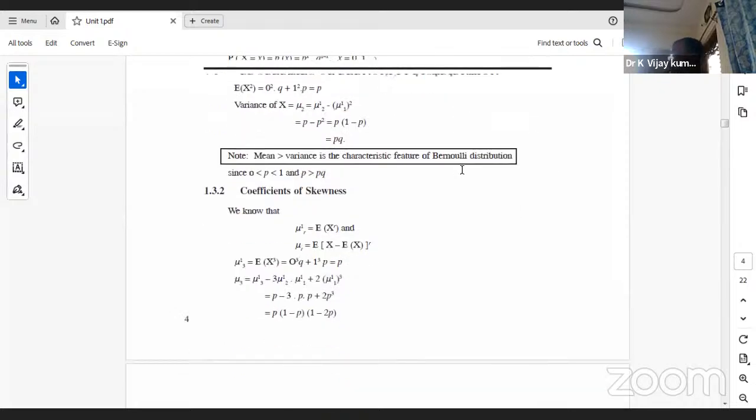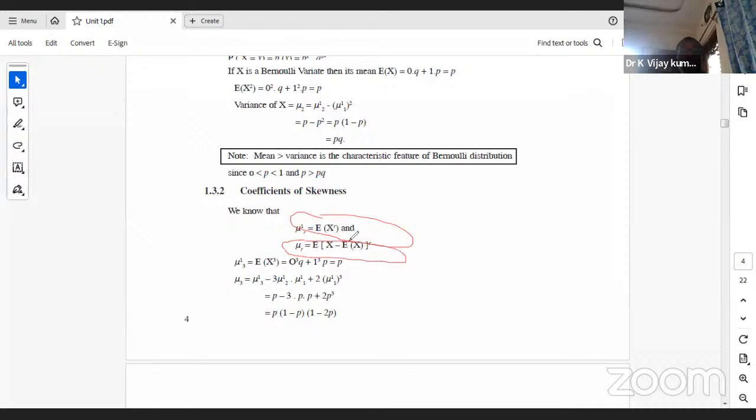Coefficient of skewness. What is coefficient of skewness? We know that mu dash r is equal to E of x power r. So we find mu 3 dash, which is E of x cube. Substituting 0 and 1, we get 0 cube into Q plus 1 cube into P. 1 cube or 1 power 4 should be the same, and the output is P.